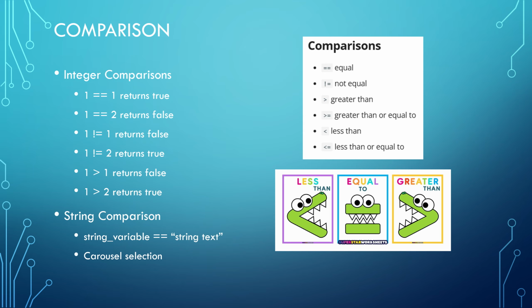String comparison, you just do the double equals and the quotes. So you have a string variable on the left, double equals, start your quotations, put your string text in there, and end with the double quotation. This is used in carousel selection in MPF, where you can get a string out of it.